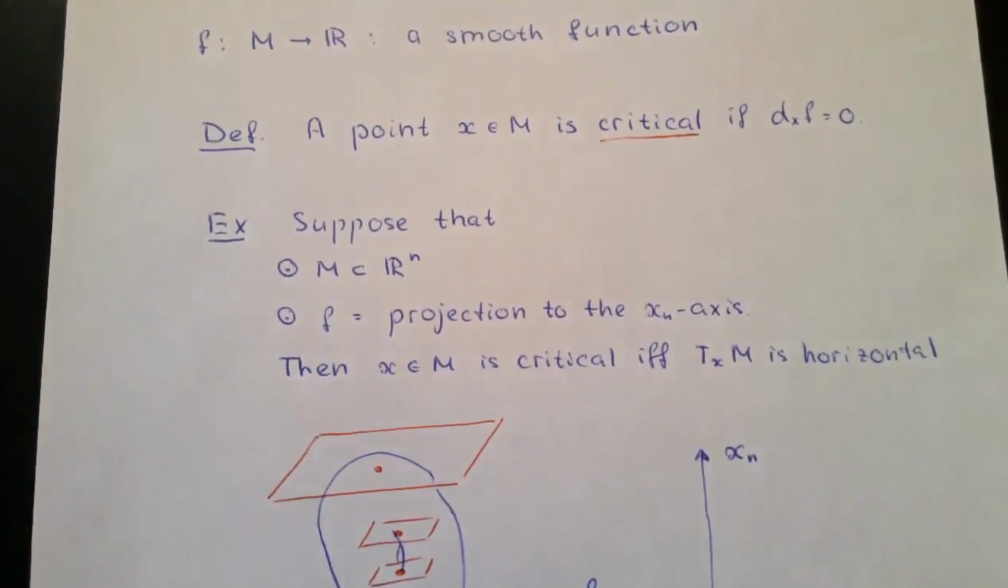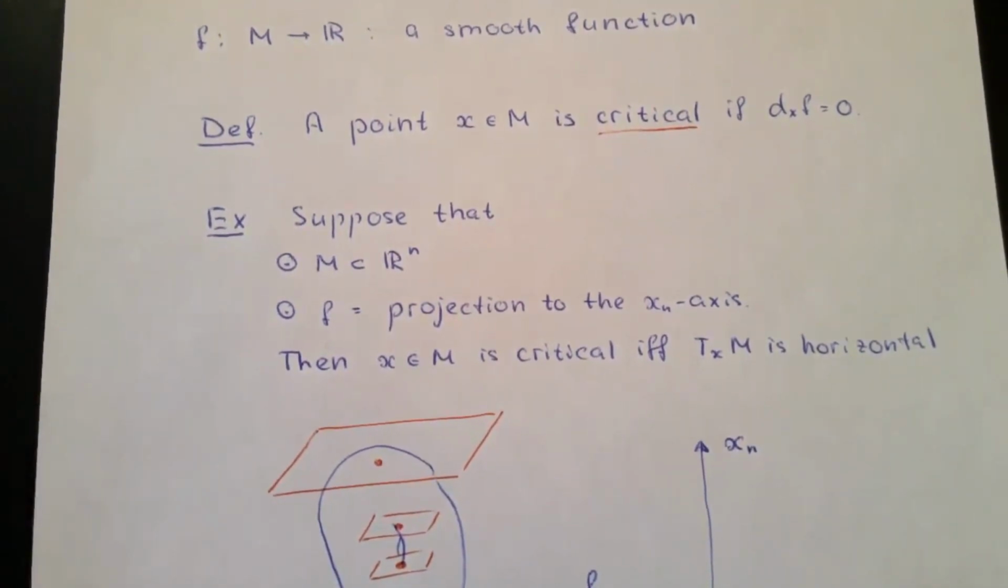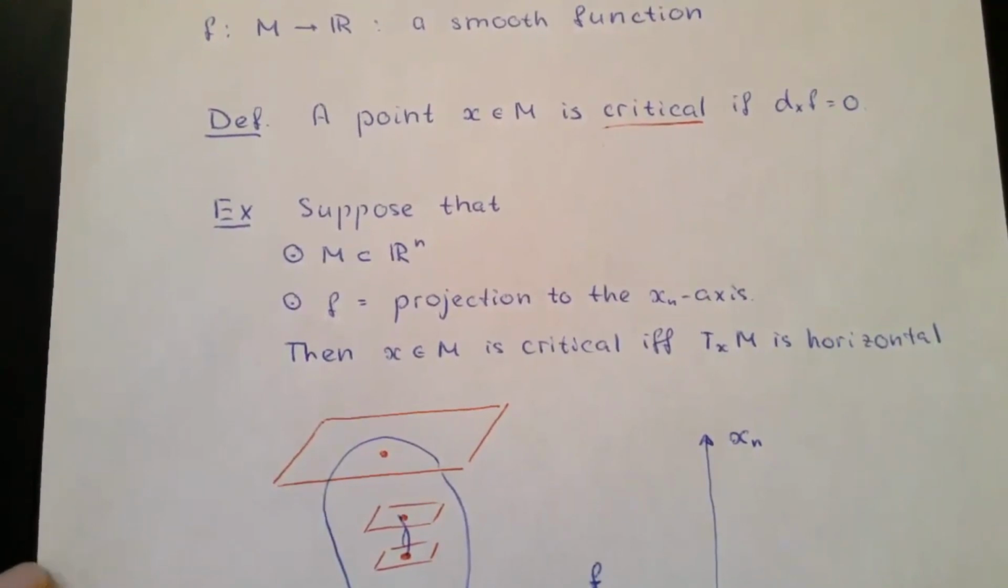To visualize critical points, we may assume that the manifold M is embedded into the Euclidean space Rn. In fact, we may embed the manifold M into the Euclidean space in such a way that the function f is the height function. In other words, we may assume that the function f on the manifold M is given by the projection to the last xn axis. Then in this case, a point x on the manifold M is critical if and only if the tangent plane at the point x is horizontal.